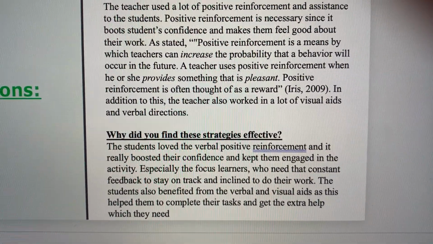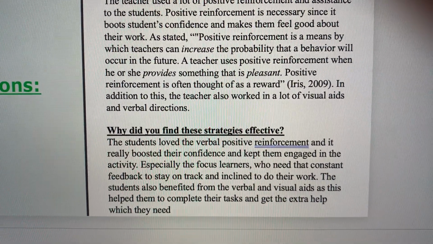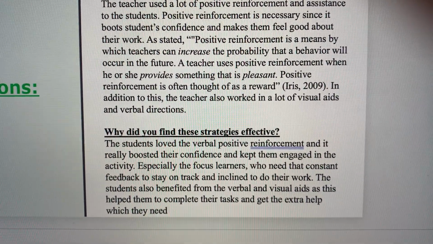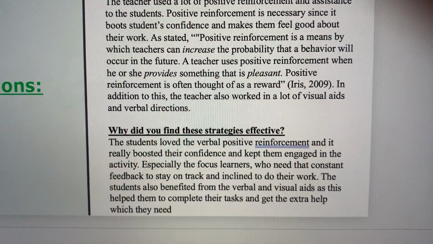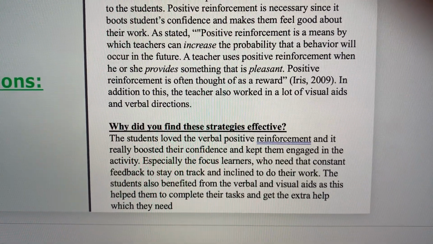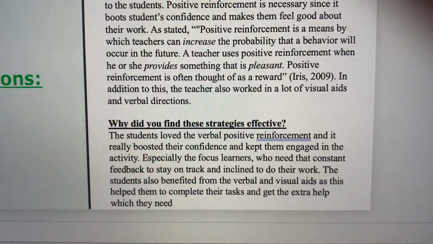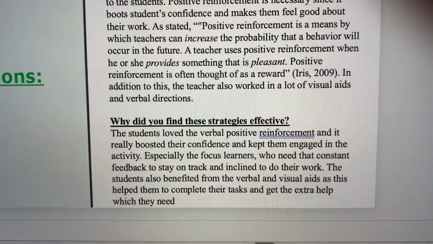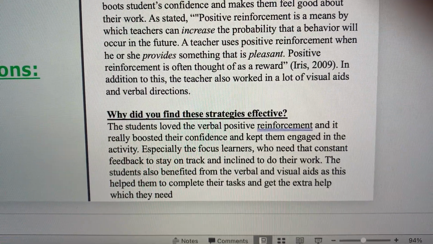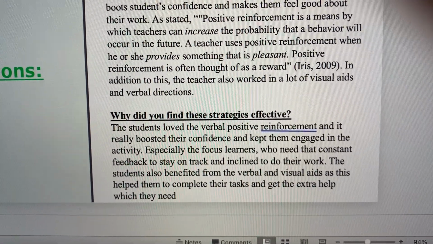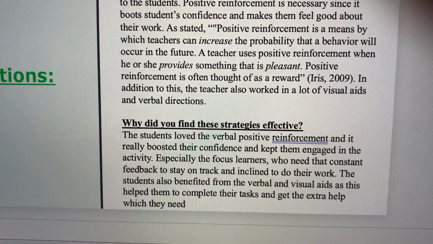The second question is, why did you find these strategies effective? The students loved the verbal and positive reinforcement, and it really boosted their confidence and kept them engaged in the activity, especially the focus learners. They need constant feedback to stay on track and remain inclined to do their work. The students also benefited from the verbal and visual aids, as this helped them to complete their task and get the extra help which they need.